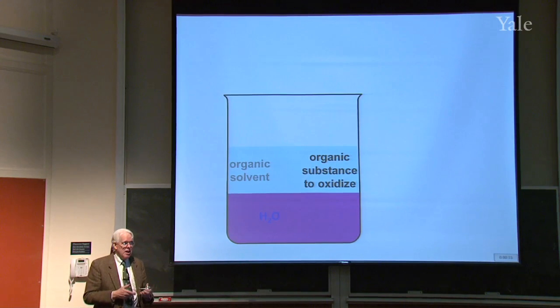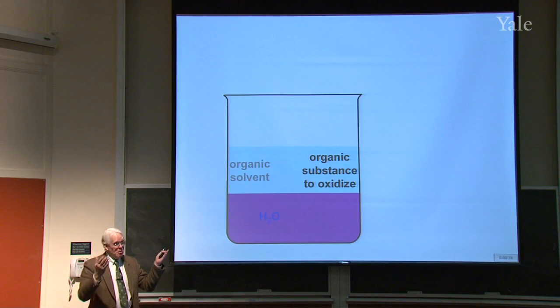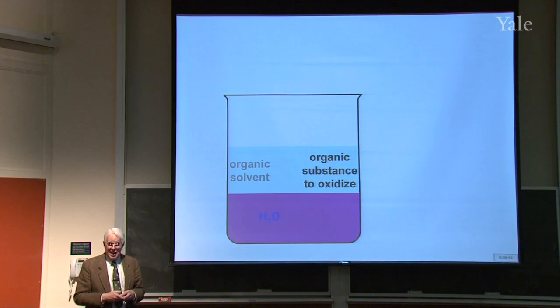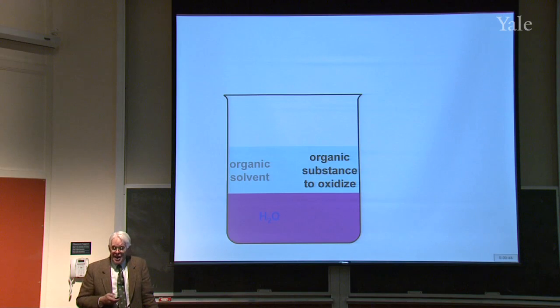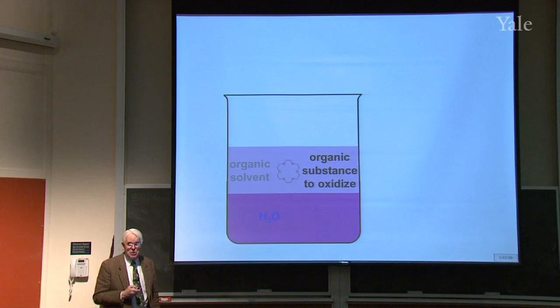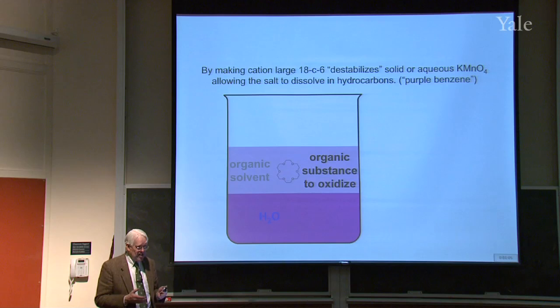So if you put water in, that will dissolve the potassium permanganate, but it won't get the potassium permanganate to where the organic stuff to be oxidized is. It'll just be 2 phases, a purple water phase that has the permanganate in it, and then the organic phase just floating above it, okay? But if you put in the crown ether, then the permanganate can dissolve in the organic solvent and do the trick, right?